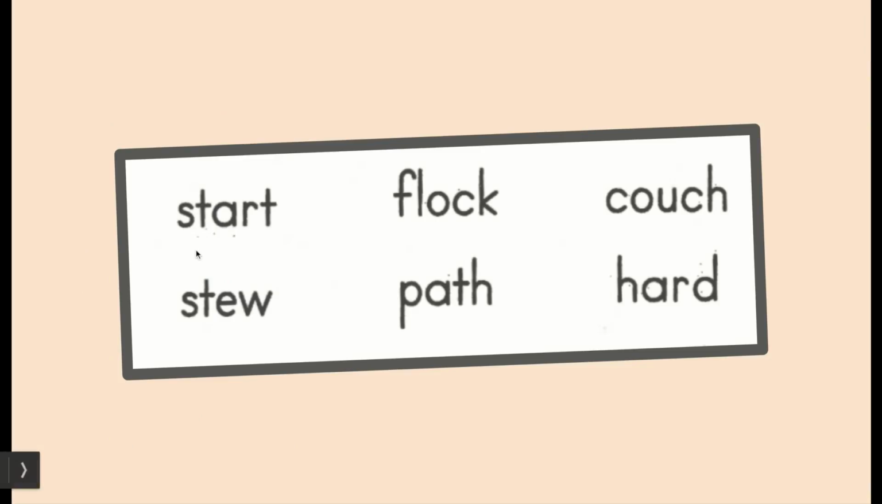Now let's read these words. Ready? Art, start. Remember, when A and R are together, they make the sound R, like in the word car. Art, start. Flock, flock. Ouch, couch. Stew, stew. Path, path. Hard, hard. Now let's spell some words.